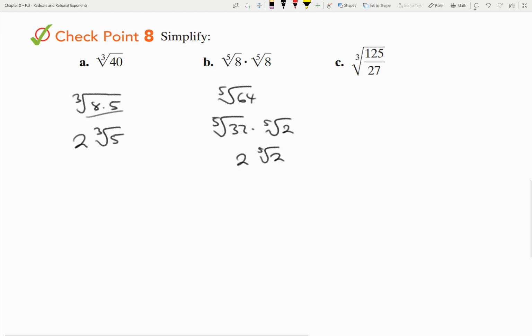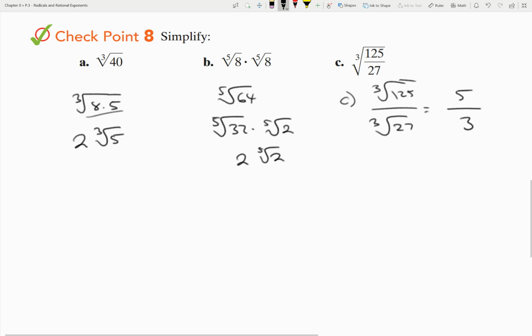And again, the easiest way to do part C is to split it. The cube root of 125 over the third root of 27. Cube root of 125 is 5. 5 times 5 times 5 is 125, over 3 times 3 times 3 is 27.